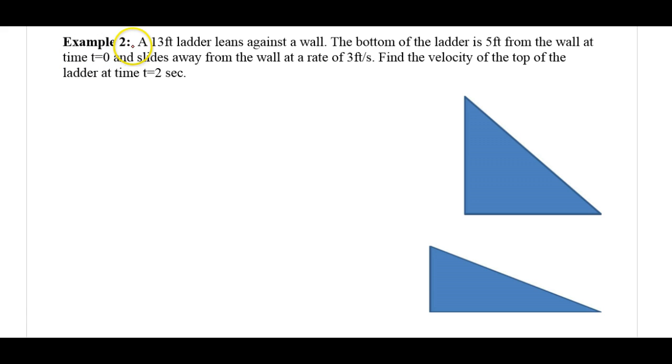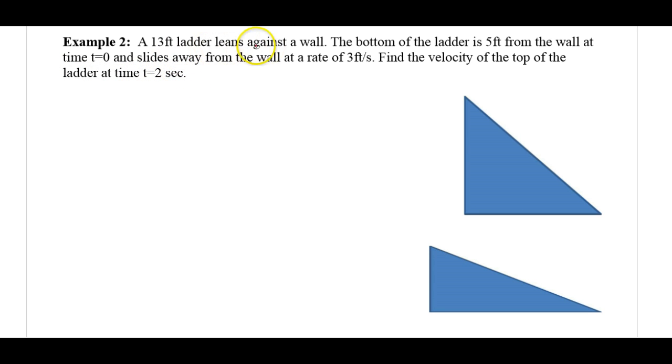All right, in example two, we're going to go over the classic ladder problem, which is the typical example to go over first in a related rate section. But I do think it actually has quite a bit of pieces of information to it, so I would consider it a more challenging example. What we have is a 13-foot ladder that's leaning against a wall. The bottom of the ladder is 5 feet from the wall at time t equals 0, and the bottom slides away from the wall at a rate of 3 feet per second. Find the velocity of the top of the ladder at time t equals 2 seconds.